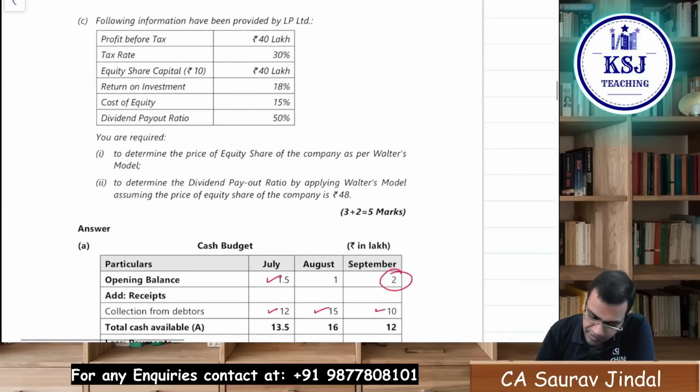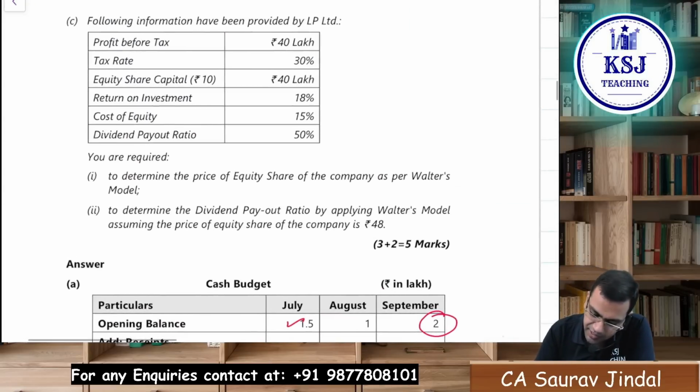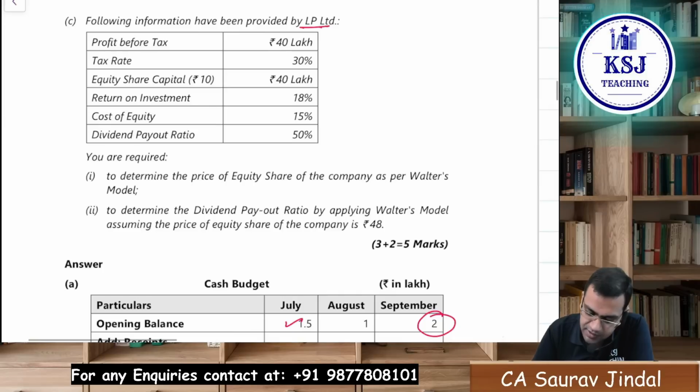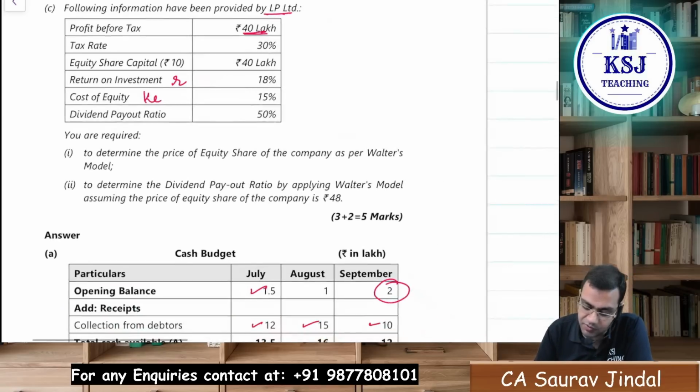Come to C part. The following information has been provided by LP Limited. Profit before tax is given 40 lakhs. Tax rate is given 30%. Equity share capital of rupees 10 each, 40 lakhs, that is 4 lakh shares. Return on investment is 18%. Cost of equity, that is KE, is given. This R is given. Dividend payout ratio of 50%. Determine the price of the share as per the Walters model.